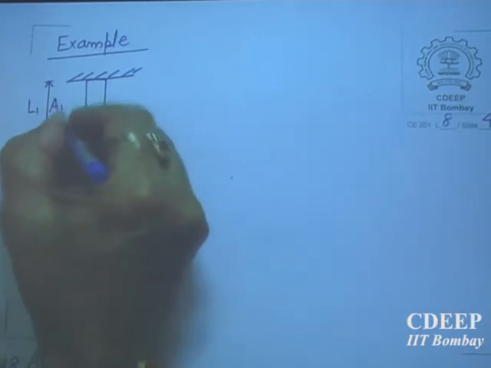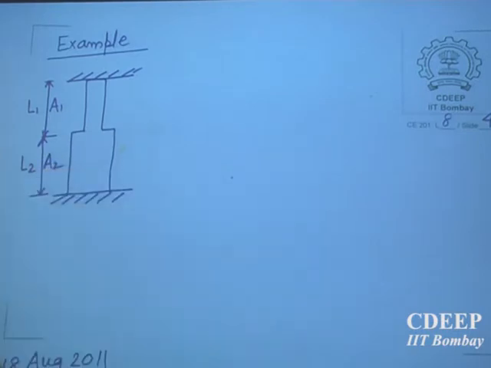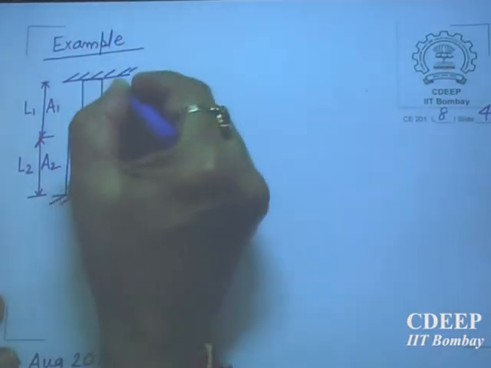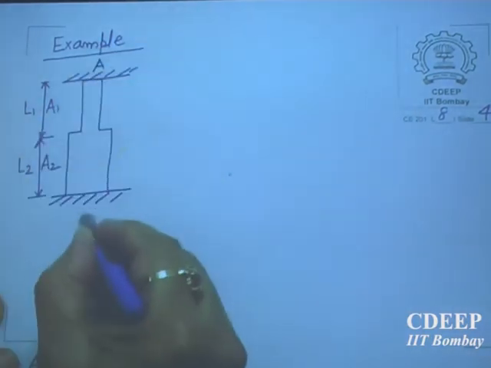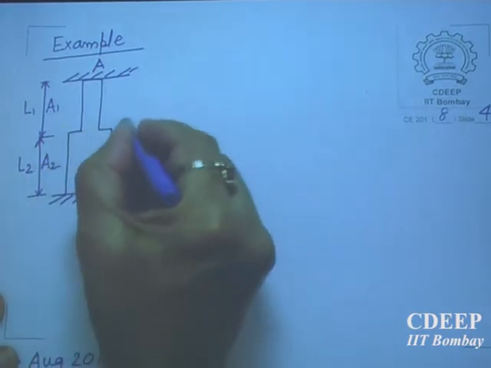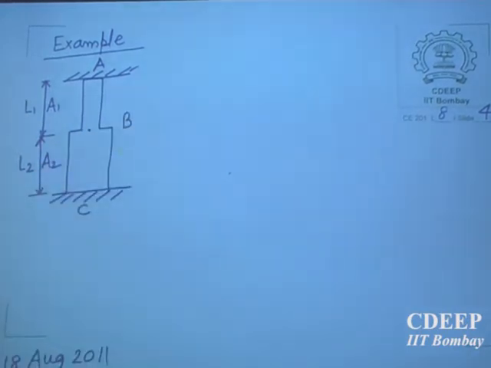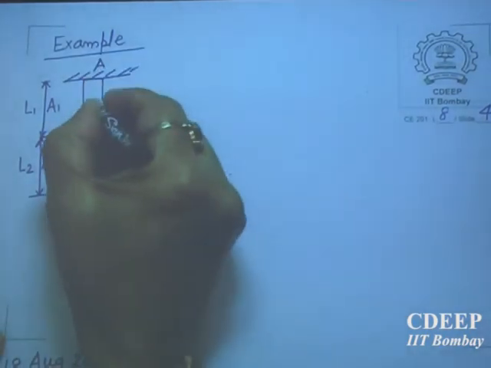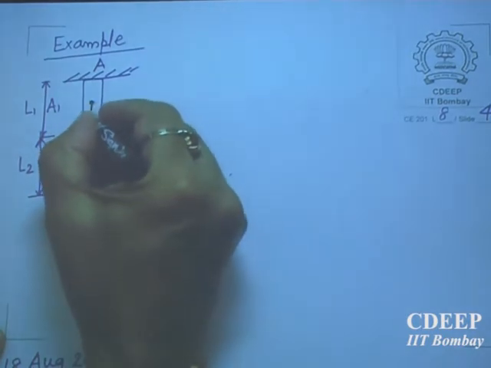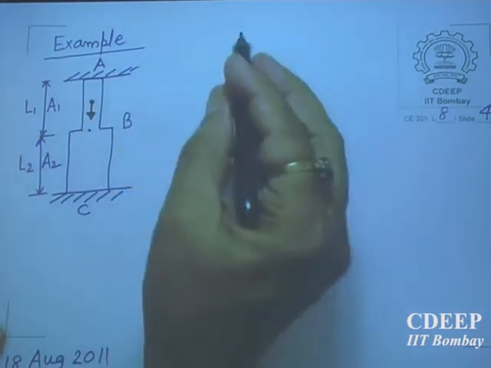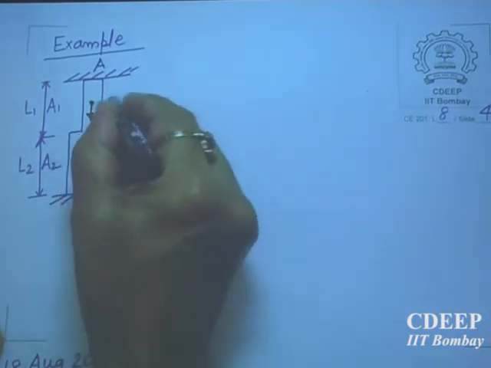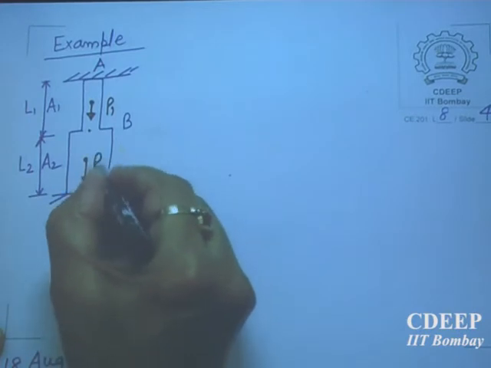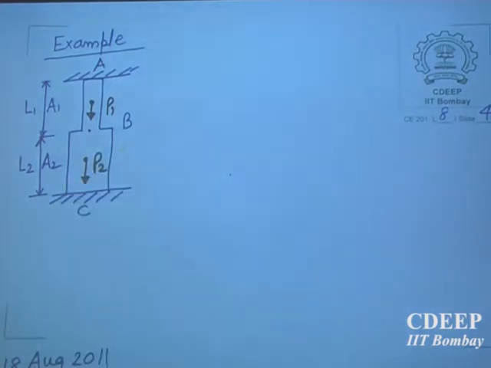This is A1, this is A2. So this is the geometry, it is fixed at point A and C, this is B. Now we have applied here, let us say in the center of this, a force P1. In the center of this, I have applied a force P2. Now both are constrained.